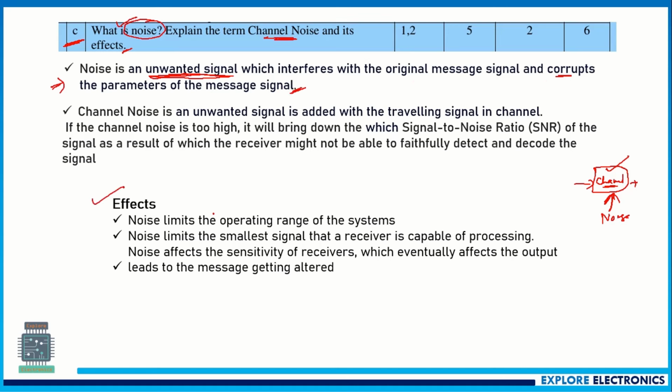So the effects are: noise limits the operating range of systems, so different frequencies can't be processed if noise is added. It limits the smallest signal that a receiver is capable of processing, affects the sensitivity of receivers, and eventually affects the output signal, leading to the message itself getting altered. These are the different effects, and if you know more, you can add 2 more points over here. Try to write 4 points. Explaining channel noise carries 1 mark and effects carry 4 marks.